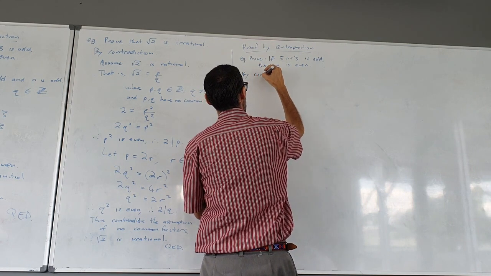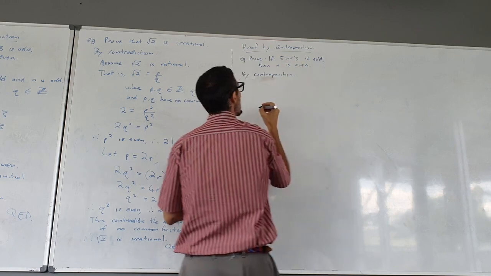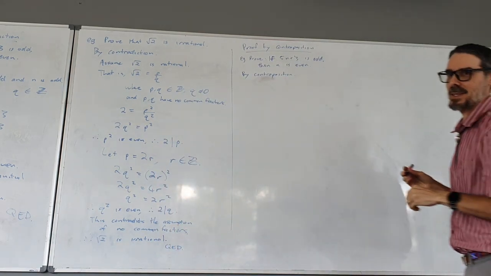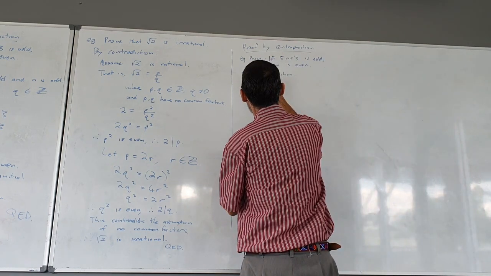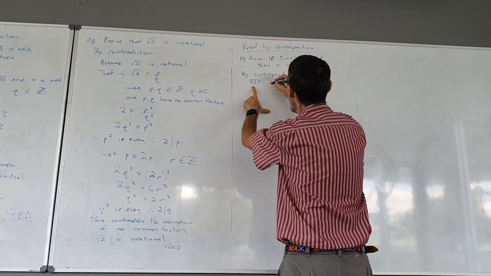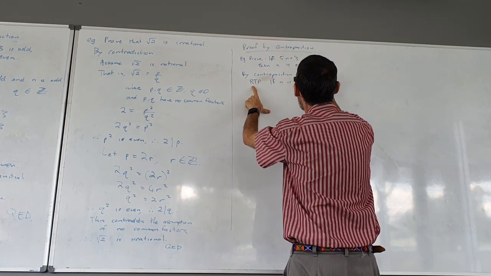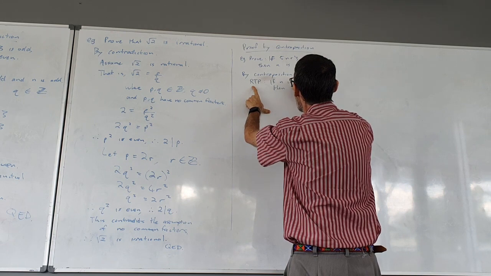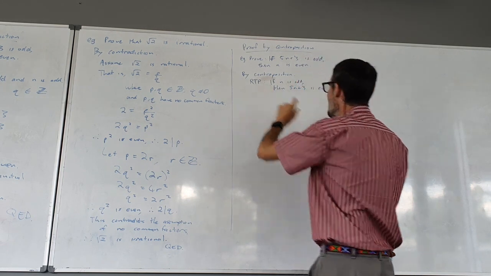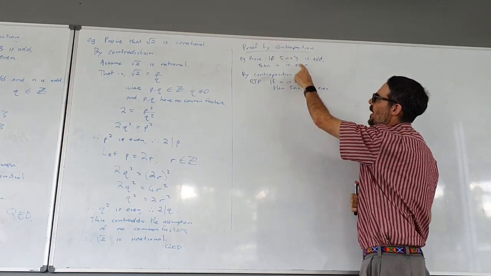By contraposition. That means I'm actually going to prove the opposite. I'm required to prove, that's what the RTP stands for, I'm required to prove: if n is odd, then 5n plus 3 is even. Contrapositive: not q implies not p.